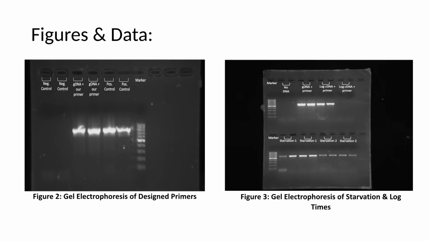In figure 3, the gel above shows our positive and negative controls, log phase cDNA, and our gDNA at 2 starvation times. Both gDNA and cDNA were run with the primer we created. Starvation time 1 is 12 hours, and starvation time 2 is 24 hours.